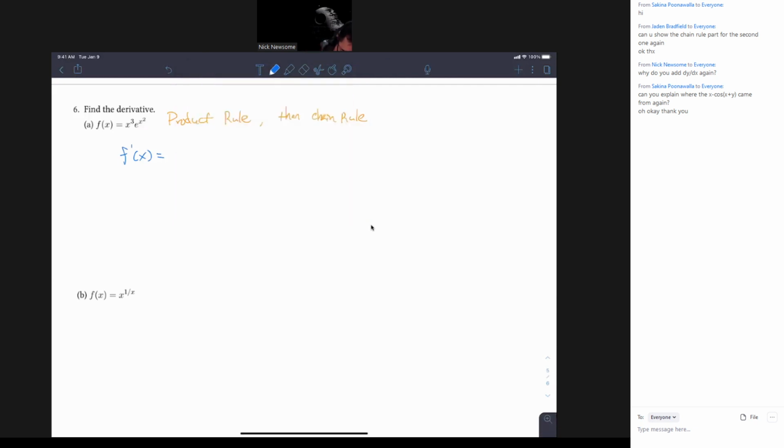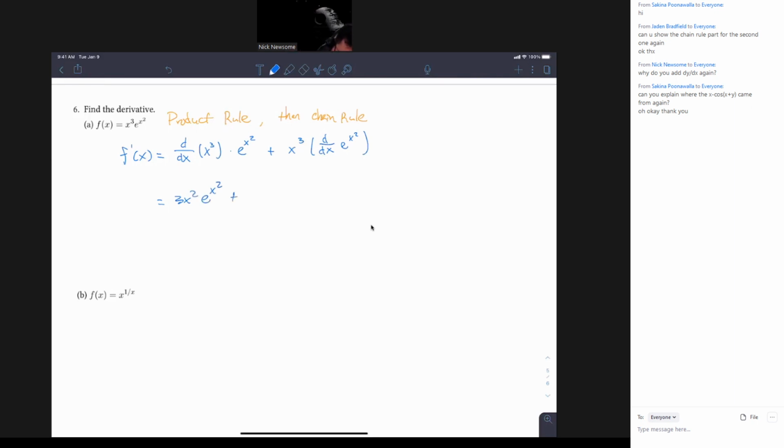Okay, so product rule says I need to take the derivative of x cubed and then multiply it by e to the x squared. And I add x cubed multiplied by the derivative of e to the x squared. All right, derivative of x cubed is 3x squared multiplied by e to the x squared. First term's not too bad.